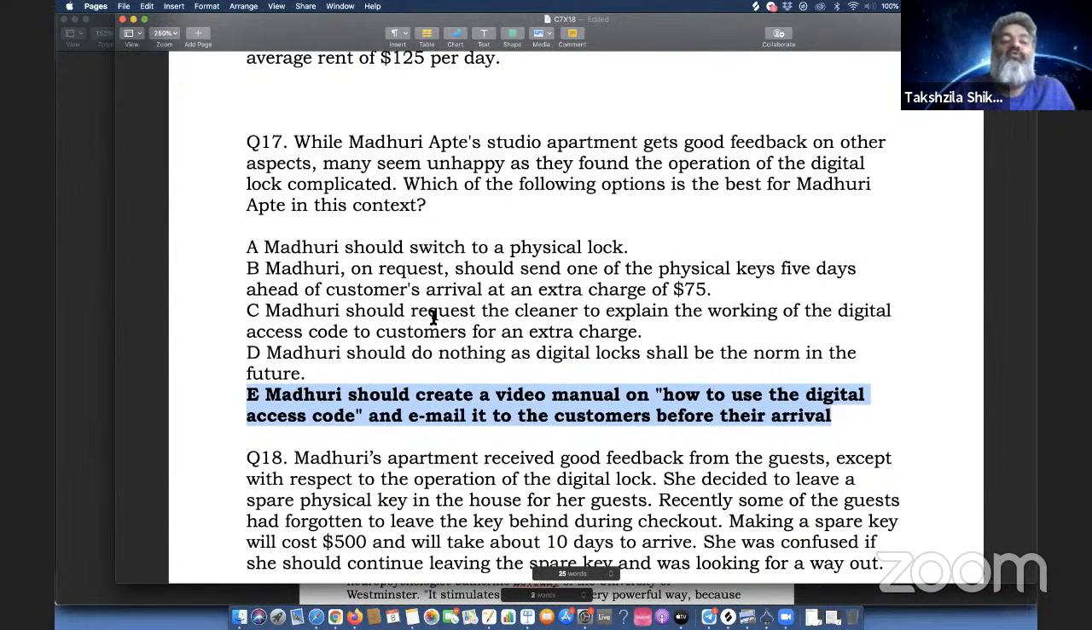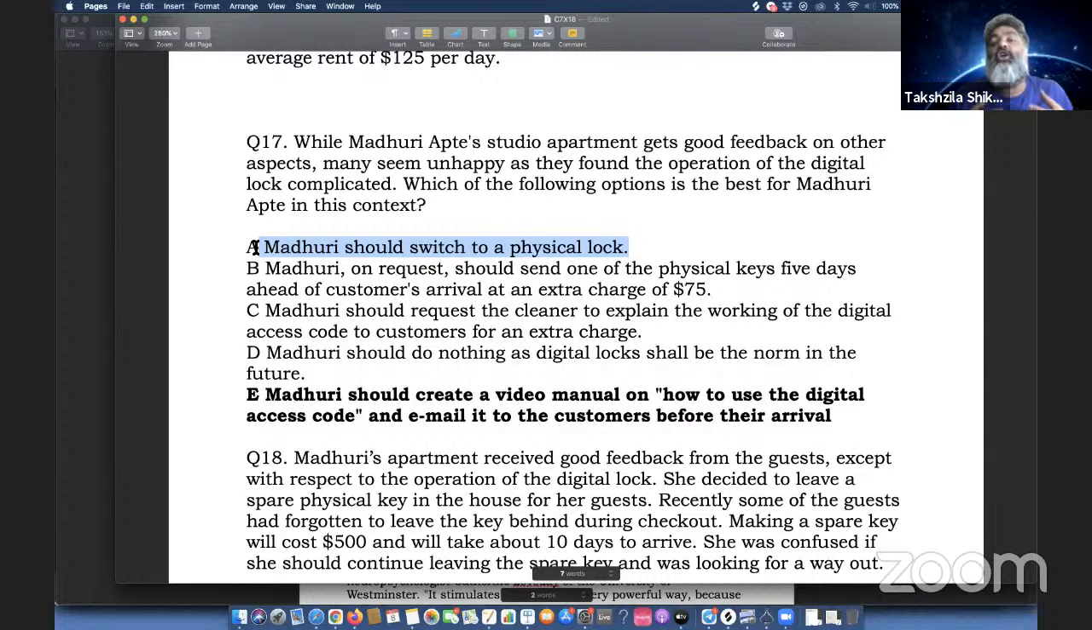So, shall I move on, or is there more? I think the logic should be fairly clear. I'll just run through it. People are unhappy with the operation of the digital lock, right? So that's the problem. You're looking for a solution. Switching to a physical lock might not work for her. It might work for the customer, but she wants a network lock that she can operate from a faraway place, and she wants this digital access mechanism for convenience.